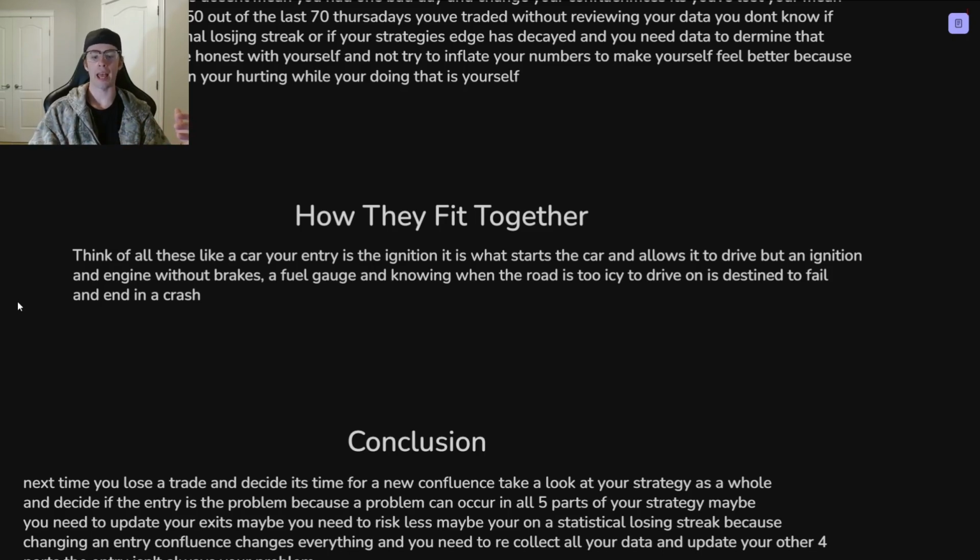Just because you know to enter on whatever confluence you have, but you target way too high, or you target way too low, or you don't use enough stop loss, you use too much stop loss, etc., that can take a winning strategy and turn it into a losing strategy. So you need to be able to have all of these aligned together so that you can make a proper winning strategy.